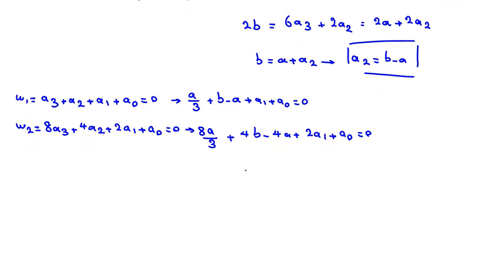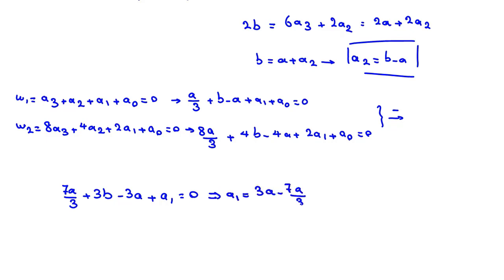Now here, we want to find a1. If we subtract the second one minus the first one, 8a3 minus a3 will be 7a3. 4b minus b, 3b. Negative 4a minus negative a, negative 3a. Plus 2a1 minus a1, a1. Plus a0 minus a0, 0. So a1 equals 3a minus 7a over 3 minus 3b. So it will be 9a minus 7a, which is 2a, minus 3b.